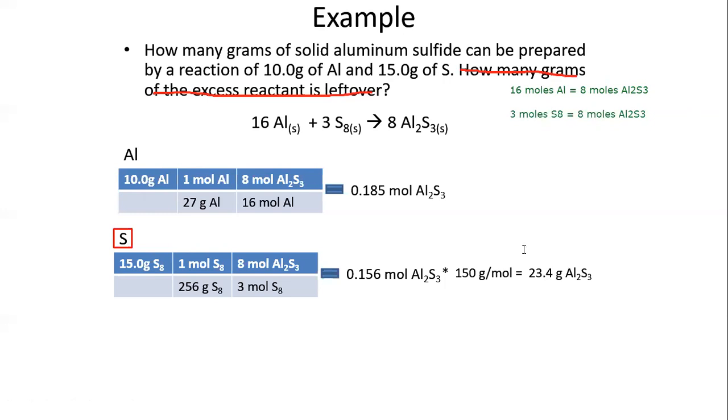So again, this is referred to as the theoretical yield. This is the total amount of product you can form if you reacted 10 grams of aluminum with 15 grams of sulfur. So again, we took the mass of each reactant, converted it to moles, multiplied it by the mole ratio to get the moles of product produced by each reactant. Since the one produced by sulfur is the lesser amount, sulfur is the limiting reactant.